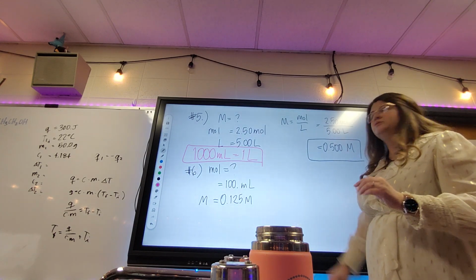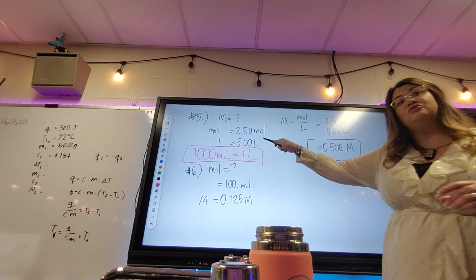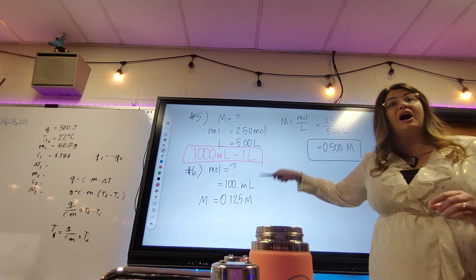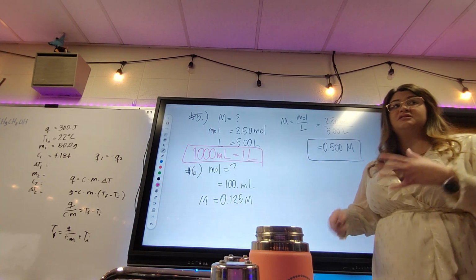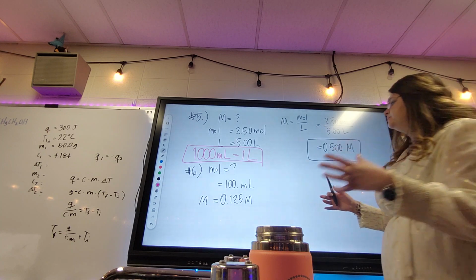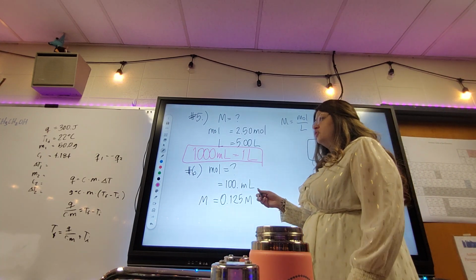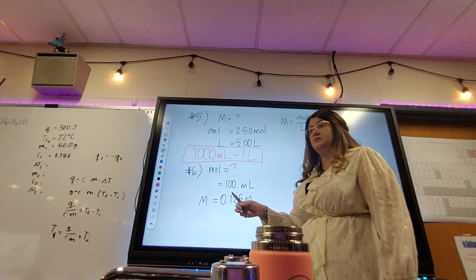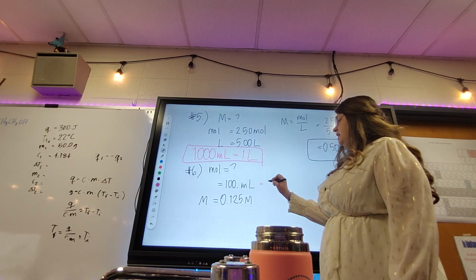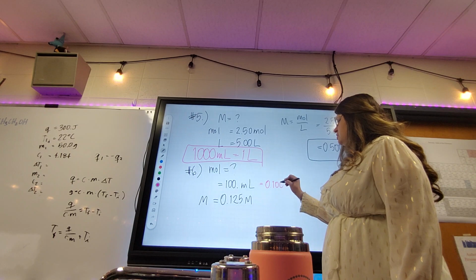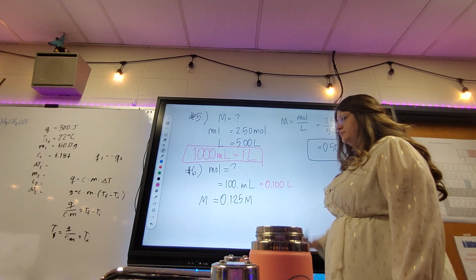Because if you're going to lose points, it's going to be here. And if you do it once, you're probably going to do it throughout your homework, and it's a snowball. Okay, so to get from milliliters to liters, you're going to divide by 1,000. So that means then that you should have 0.1 of a liter.